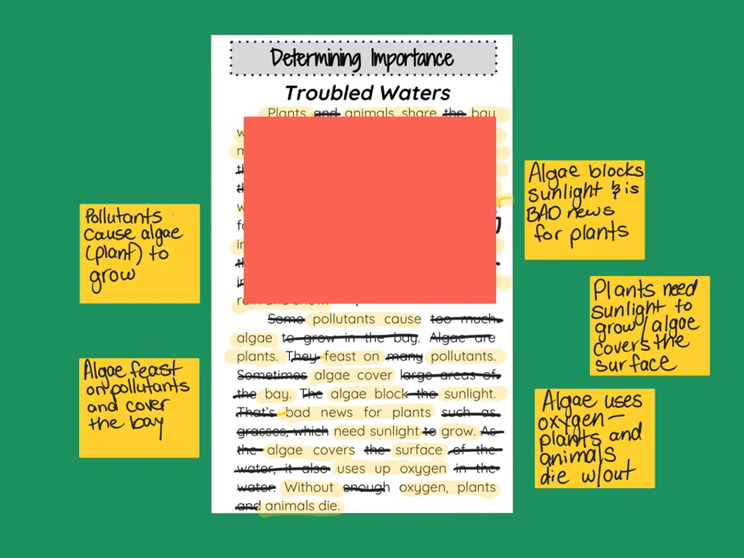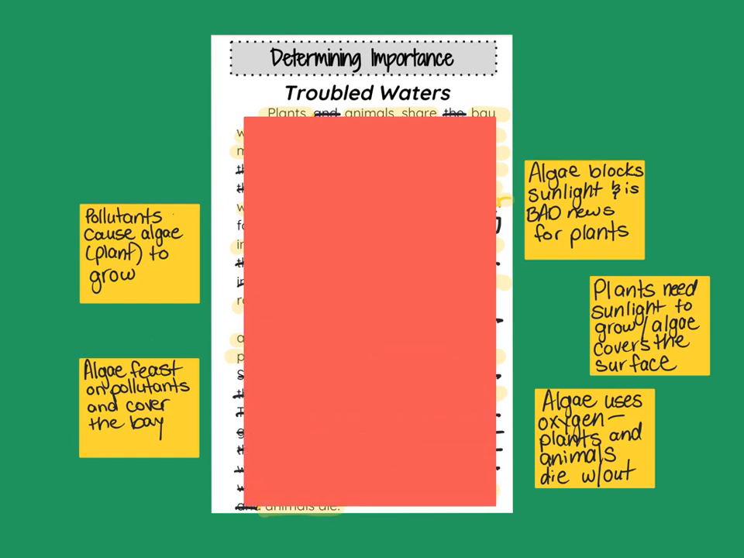So now I'm looking at this second paragraph, and I can retell what this paragraph is mostly about just by using my notes. In this paragraph, pollutants cause algae, which is a plant, to grow. That algae feasts on the pollutants and then covers the bay. The algae blocks the sunlight, and that's bad news for plants. Because plants need sunlight to grow, but algae is covering the surface. And when it does that, it's using up oxygen, and then the plants and animals die without the oxygen that they need.